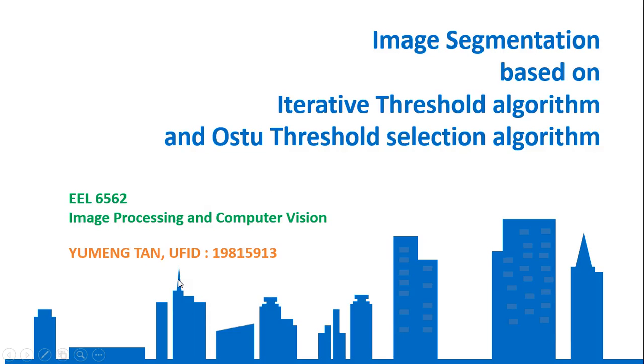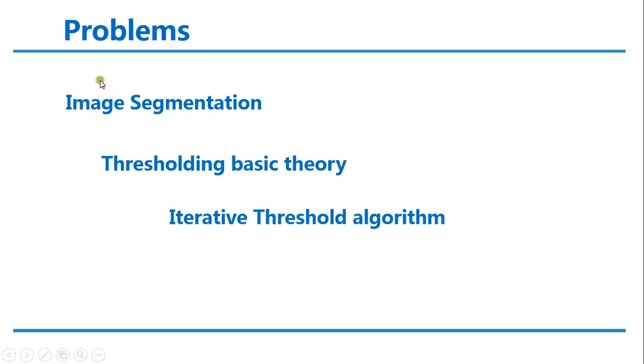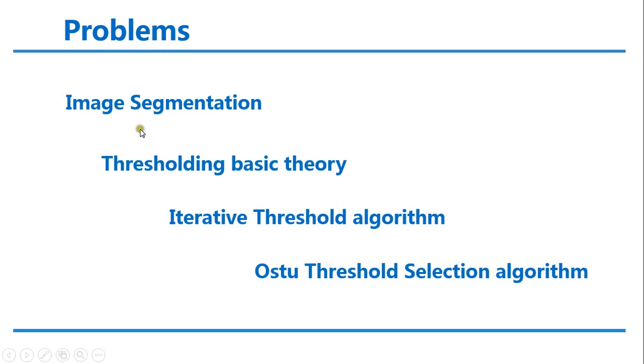This is the demonstration for my project of the course number EEL6562, Image Processing and Computer Vision. My topic is image segmentation based on the Iterative Threshold algorithm and the Otsu Threshold selection algorithm. Here are the problems I want to start with in my project: image segmentation, the thresholding basic theory, and the two classical methods to do image segmentation, the iterative and the Otsu.